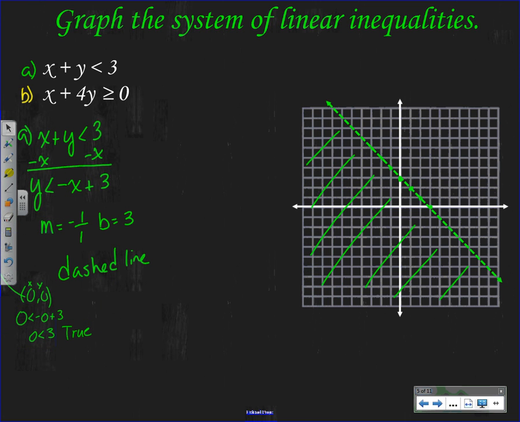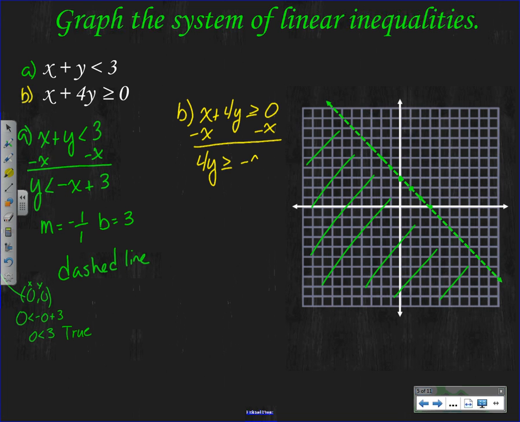Awesome. Okay, so now I'm going to take my other line, which is line B, and I'm going to do exactly the same thing, right? So x plus 4y is greater than or equal to 0. Subtract x, and I get 4y is greater than or equal to negative x. Divide by 4, and I get y is greater than or equal to negative 1/4 x, where my slope is negative 1/4, and my y-intercept is 0.